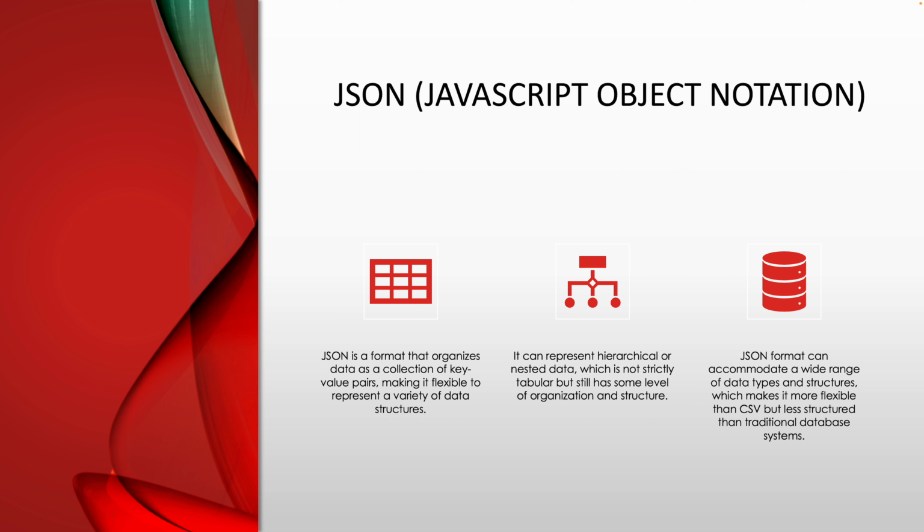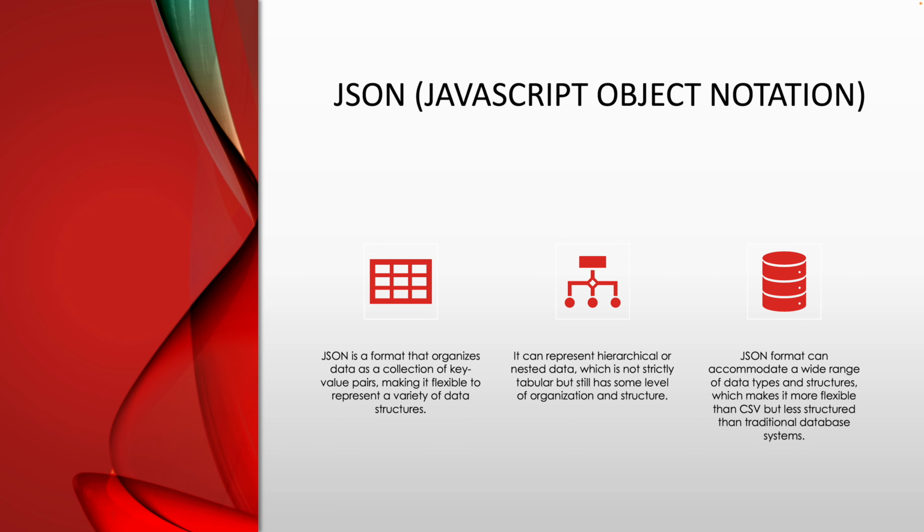JSON format can accommodate a wide range of data types and structures, which makes it more flexible than CSV, but less structured than traditional database systems. So unlike a CSV file format, which has a fixed set of columns and a fixed set of field values for the corresponding columns, JSON does not have a fixed structure. It can have nested data structures within each, and it can represent hierarchical and nested data very efficiently.